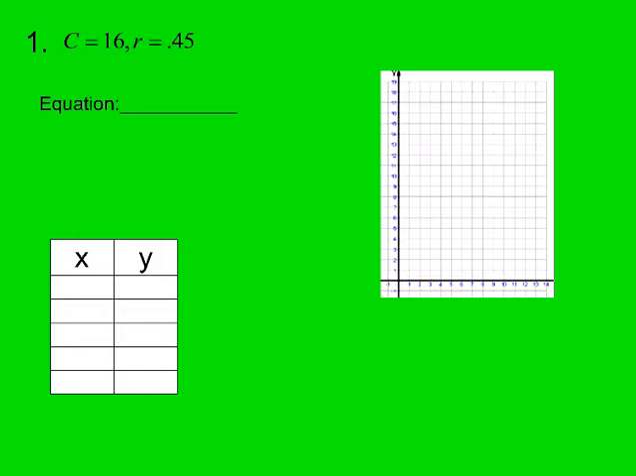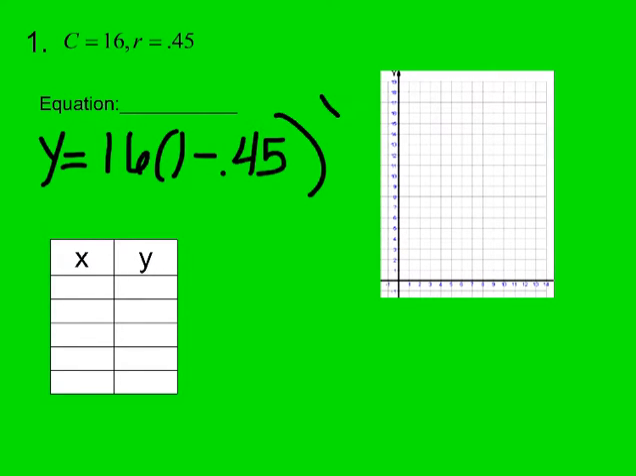So we're going to write the equation. I'm going to have y is equal to 16 times 1 minus 0.45, raised to the x power. Now I like to actually go through and subtract it out, because then each time I type it in, there's just that much less I have to write. So it's going to be y is equal to 16 times 0.55 raised to the x power.